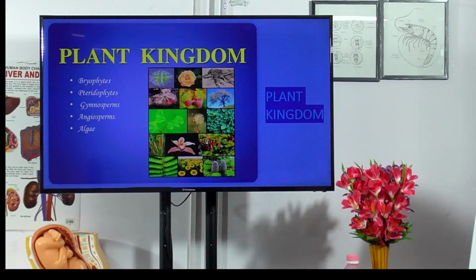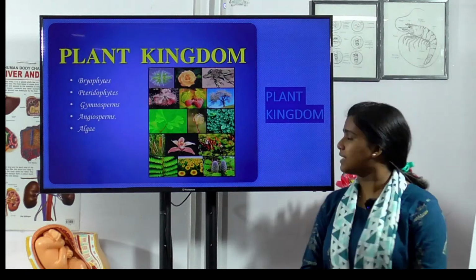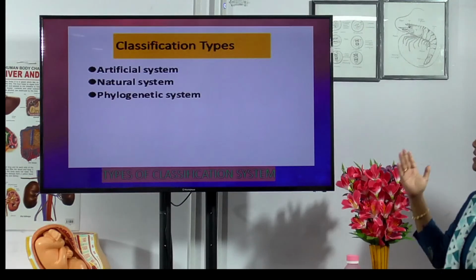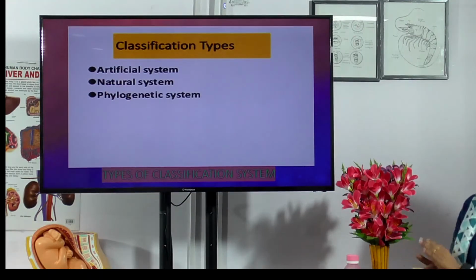Okay, today we'll see the plant kingdom. The plant kingdom includes what? Bryophytes, pteridophytes, gymnosperms, angiosperms and algae. Now let us see the classification types. There are three types: artificial, natural and phylogenetic.